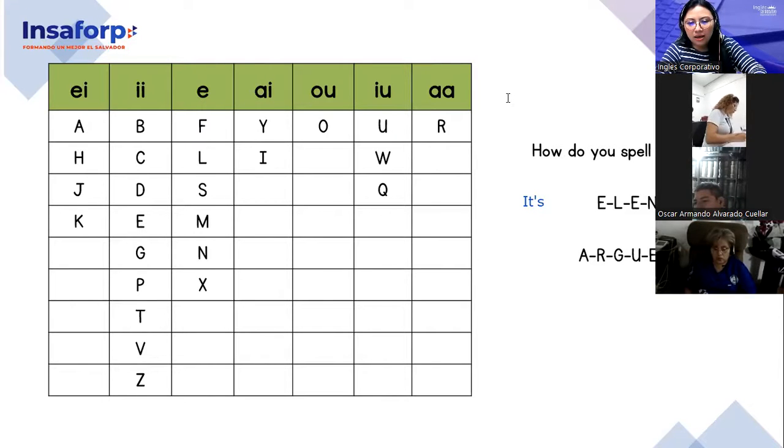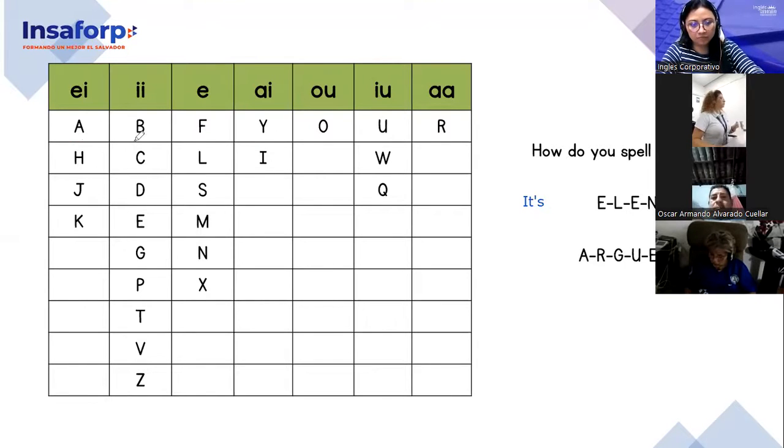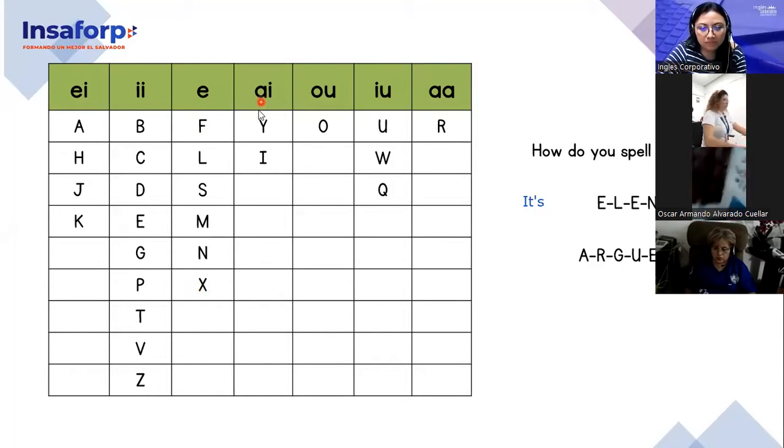Y acá tenemos la agrupación. If you remember, we were trying to make groups with similar sounds. Acuérdense que este sonido que yo les ponía de ejemplo, this one, es pronunciación en español A, E, I, O, U, una A más larga. Y ahí teníamos agrupados los diferentes sonidos. A, H, J, and K. B, C, D, E, G, P, T, V. Ahí están. Con este grupo, L, M, N, S, X, Z, and I, Y. O, U, W, and Q. And the last one, R.